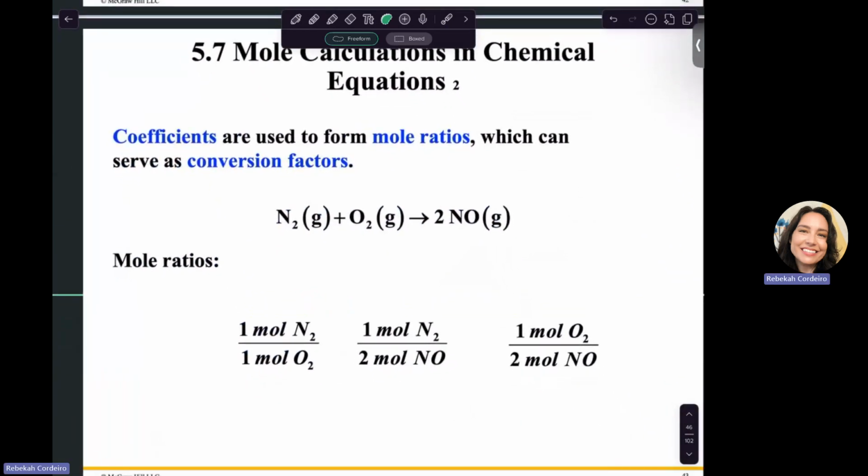So the mole ratios being, if I write out 1 mole of N2, how many moles of O2 would that be equivalent to? Well, it would be equivalent to 1 mole of O2, right? Because there's 1 N2 and there's 1 O2. Let me do the oxygen in a different color so we can see.